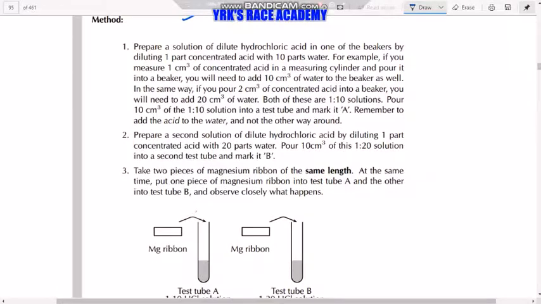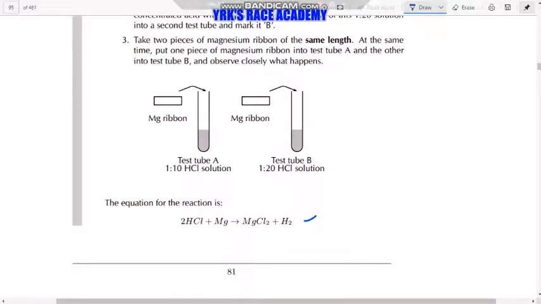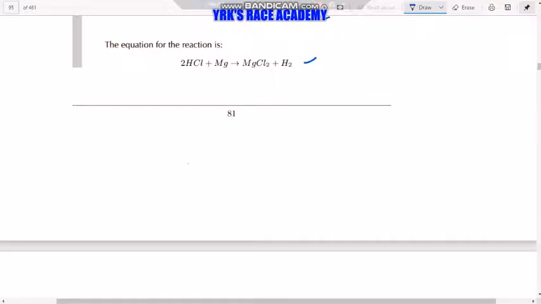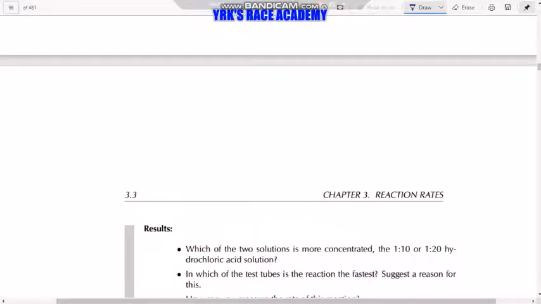For this, we have taken 2 test tubes. In one test tube we have taken magnesium ribbon, and in another test tube also one magnesium ribbon. We have taken 10 ml of HCl in test tube A and 20 ml in test tube B, and the reaction takes place and we get hydrogen gas. Two pieces of magnesium ribbon of the same length were taken in this experiment, but in one test tube the reaction took place rapidly and in the other slowly.